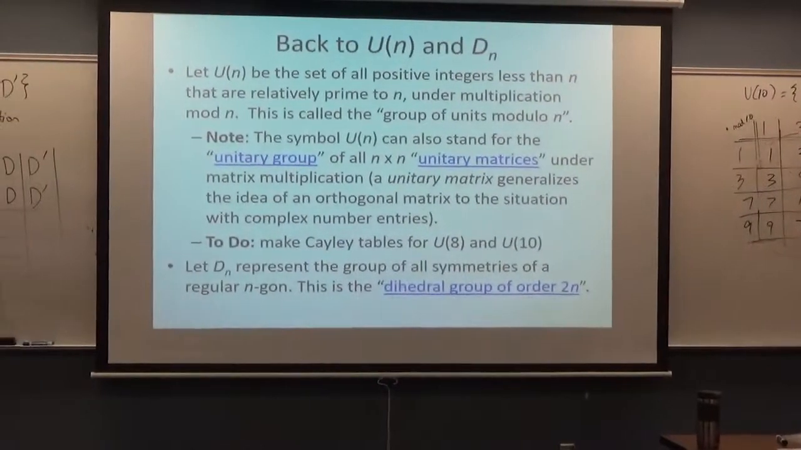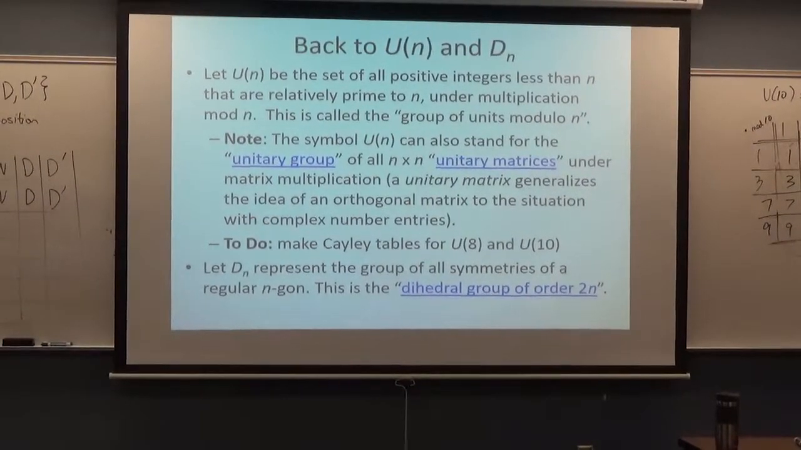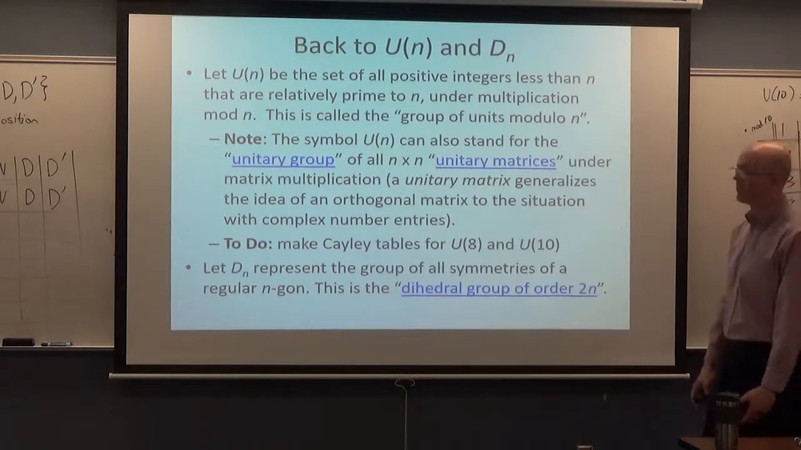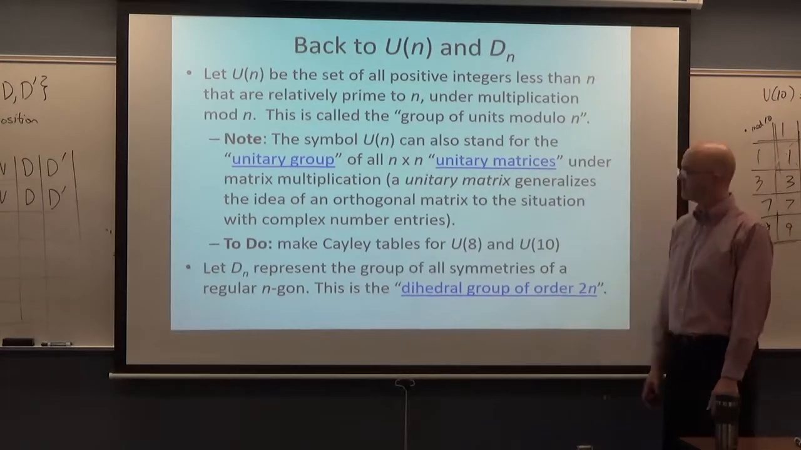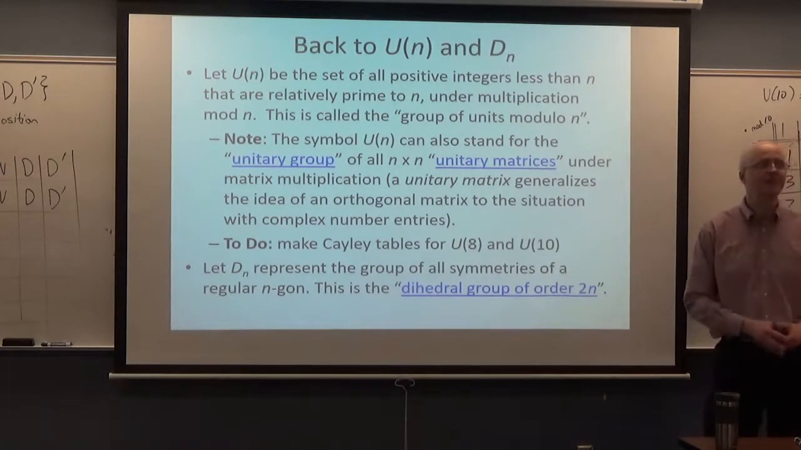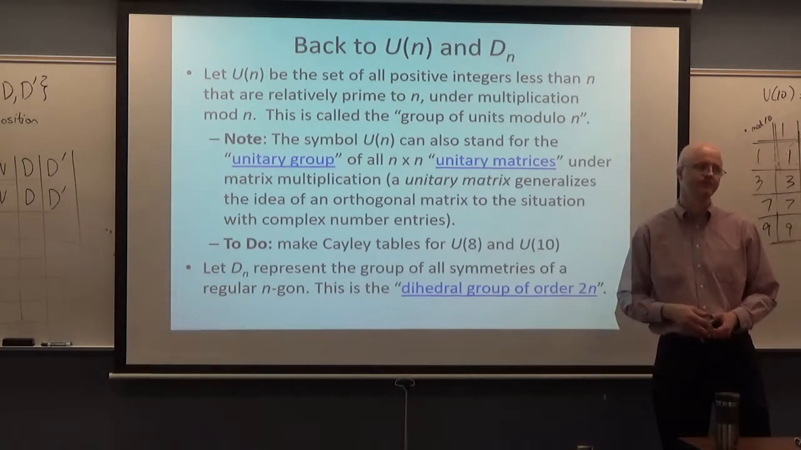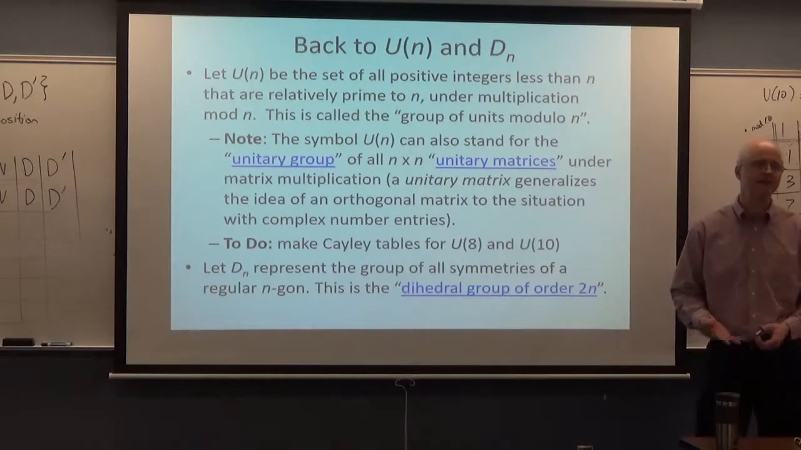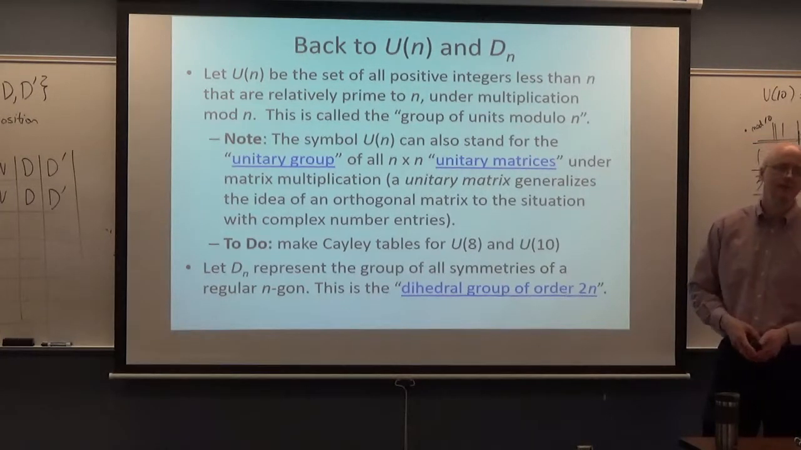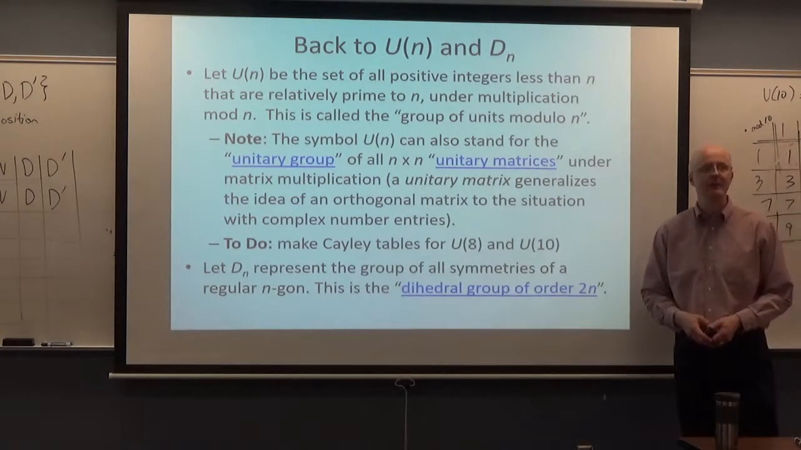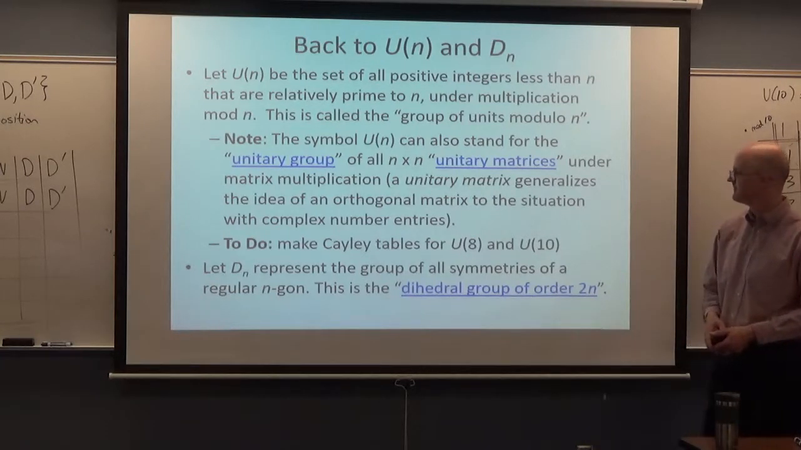All right, now we're on to the dihedral groups. Dn represents the group of all symmetries of a regular n-gon. A regular 3-gon is an equilateral triangle. A regular 4-gon is a square. A regular 5-gon is a pentagon with equal side lengths and equal angles. Regular means equal side lengths and equal angles.